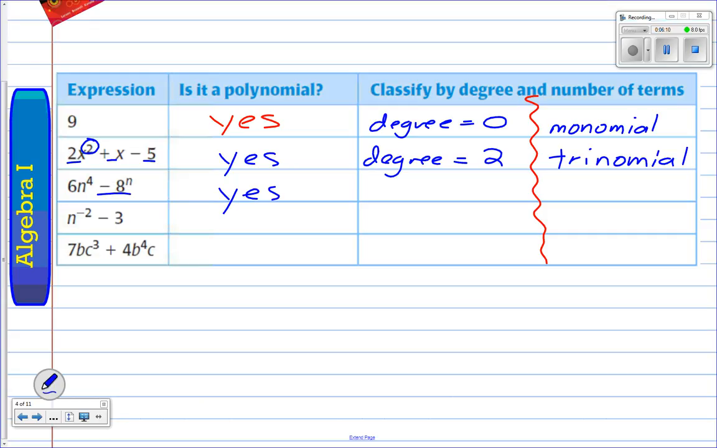It's hard to say. If this n is a small number, then 4 would be the highest power. Okay, so we don't know, so we're going to say that it is a polynomial of the nth degree, meaning the degree is n. I don't know what n is, but for now we're going to call it an nth degree, or a degree of n. It has 2 terms, making it a binomial.